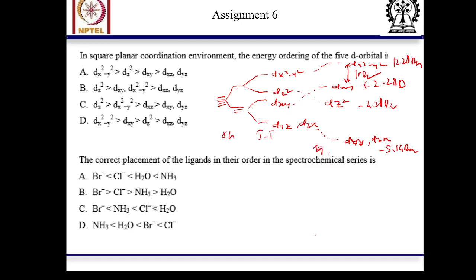Next question: the correct placement of the ligands in their order in the spectrochemical series. Can anyone tell what the correct answer is? It's a very simple rule that I told. First we have to see the donor atom: the halide donor is the biggest, then S donor, after that O donor, then N donor, and then C donor. So first is N donor, then second is O donor. Now the third concept is Br and Cl minus. In this case we see the size factor. The smaller the size, the stronger the ligand. So Cl minus will come, then Br minus after that.